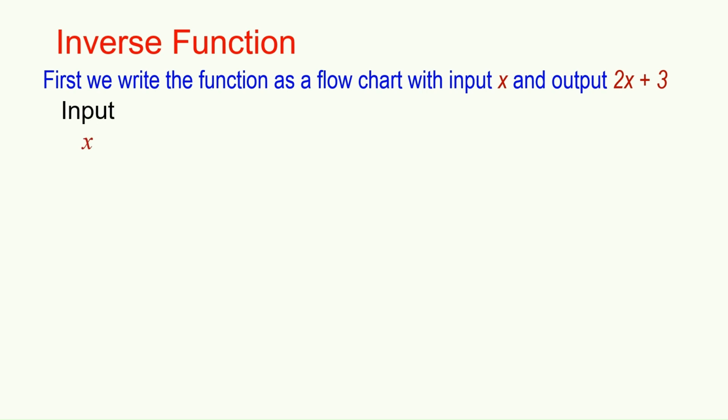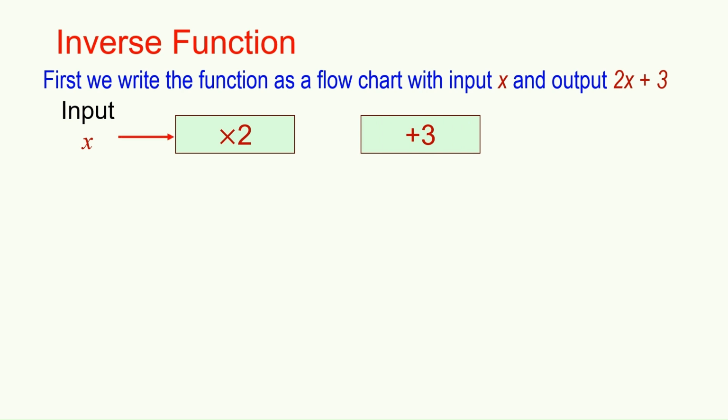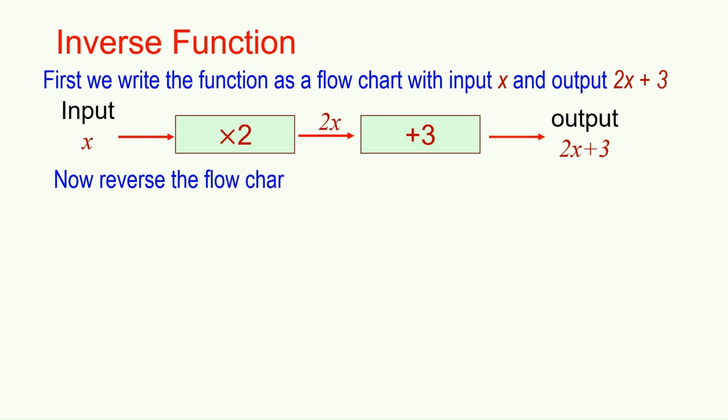Inverse function. First, we write the function as a flow chart with input x and output 2x plus 3. Input x passed through the multiplication of 2 to become 2 times x, and then added 3 to get the output 2x plus 3.